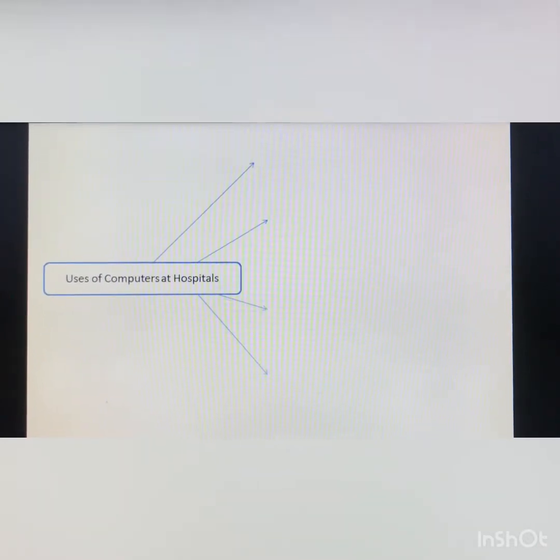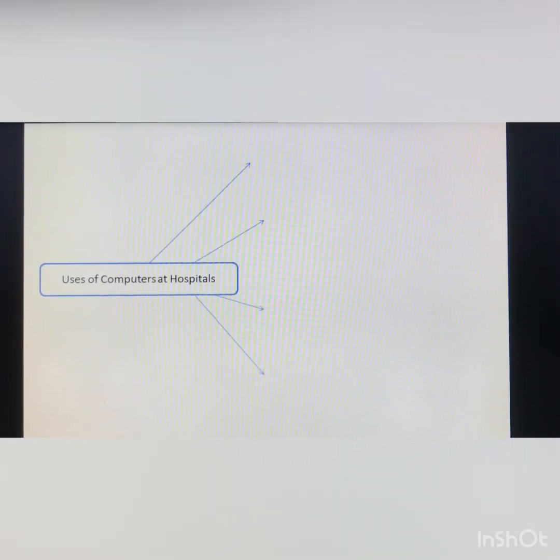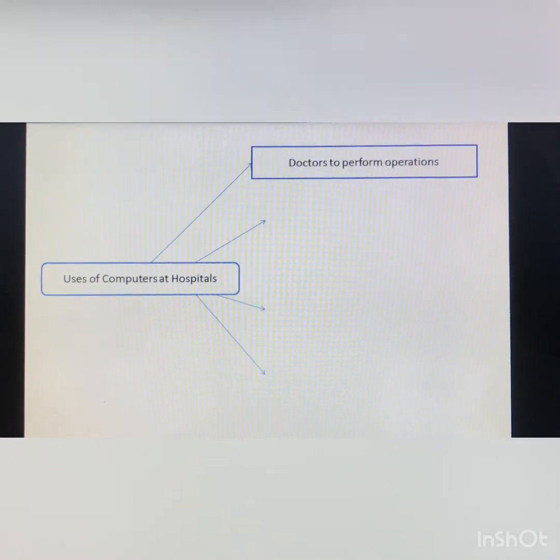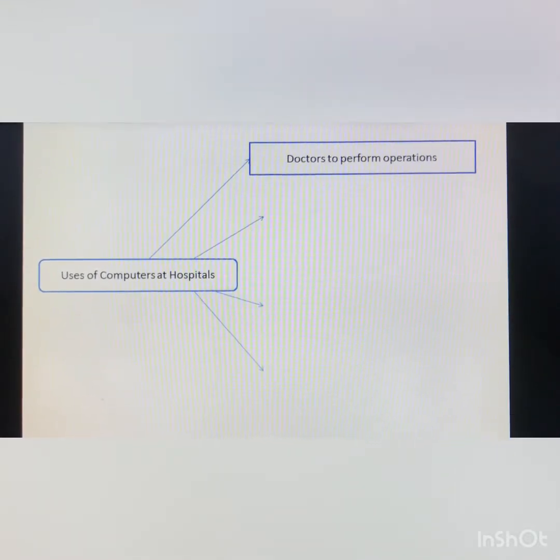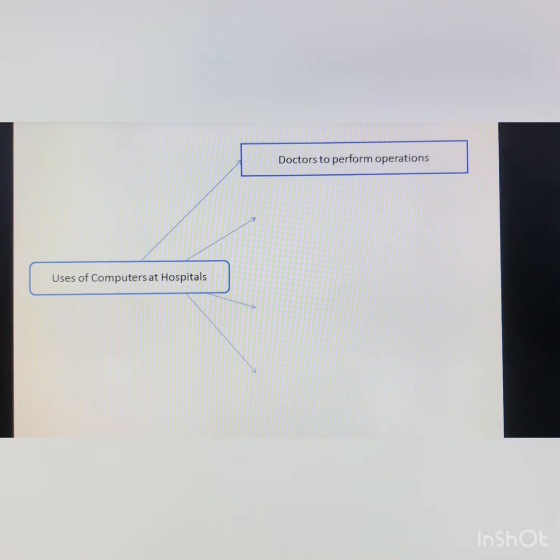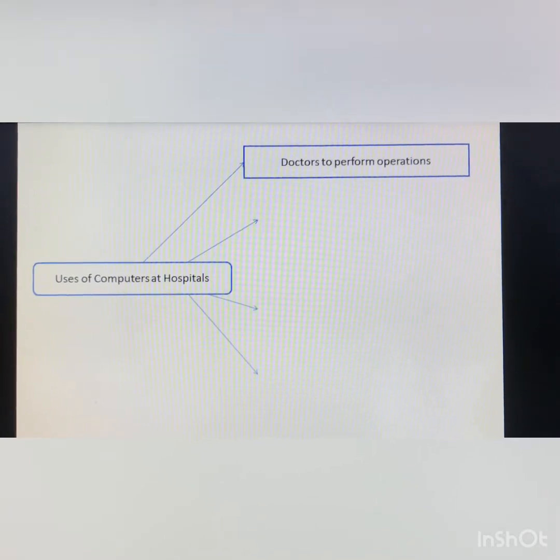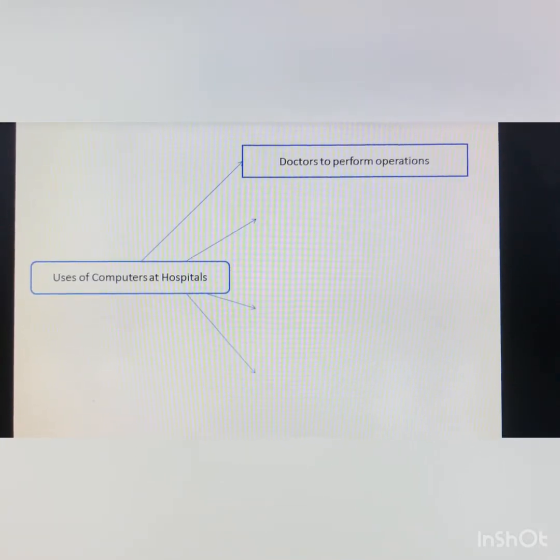Now students, I know you all have gone to hospitals. So you all have seen computers are also there at hospitals. So we will see what the uses of computers at hospitals are. Doctors use them to perform operations. If a doctor wants to do something with a computer, they do it with the computers at hospitals.